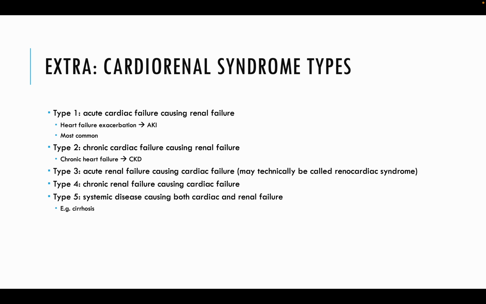Last thing I want to mention is cardiorenal syndrome types. I got asked about this when I was on hospital med. Type 1 is acute cardiac failure causing renal failure. That's the most common. Type 2 is chronic cardiac failure causing chronic renal failure. Type 3 is acute renal failure causing cardiac failure. Type 4 is chronic renal failure causing cardiac failure. And type 5, if you want to think about it that way, is a systemic disease which causes both cardiac and renal failure, cirrhosis being a common example.